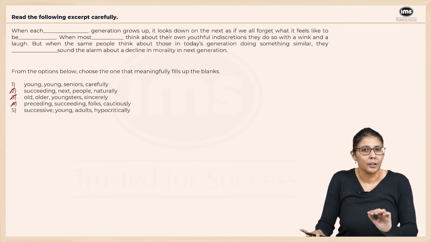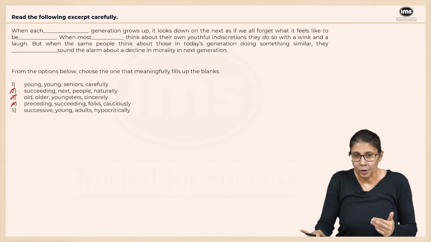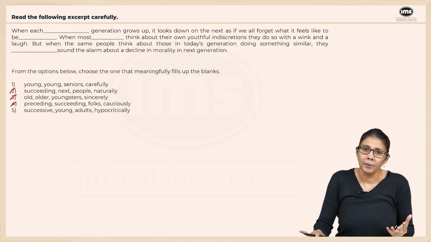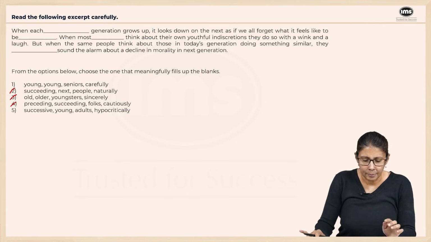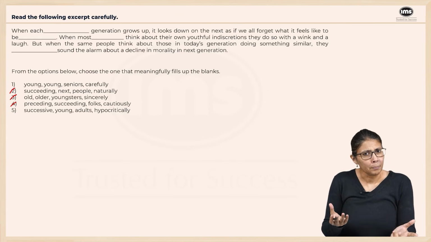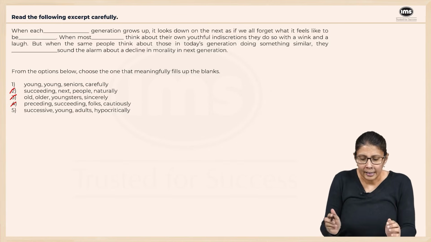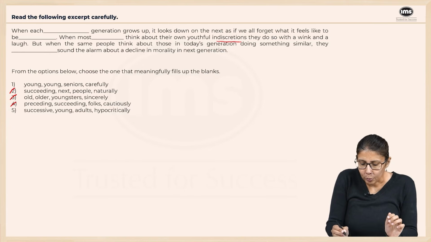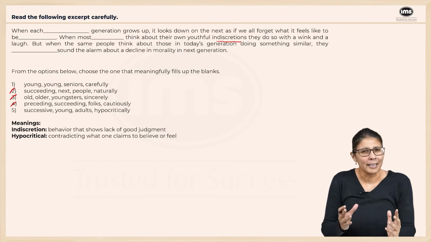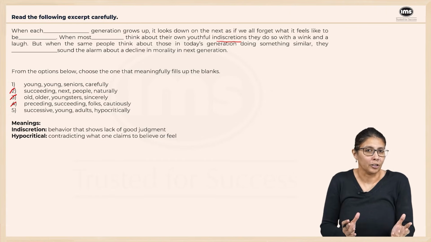Now, this is a word that you may not know, but that's okay. You don't need to know it. In the next sentence, we are probably talking about people who are grown up and them thinking back to the time that they were young. So, for the third blank, I definitely want to say old people or something like that. But in any case, let's try to look at this word indiscretion. Indiscretion is behavior that is careless or that shows lack of good judgment.